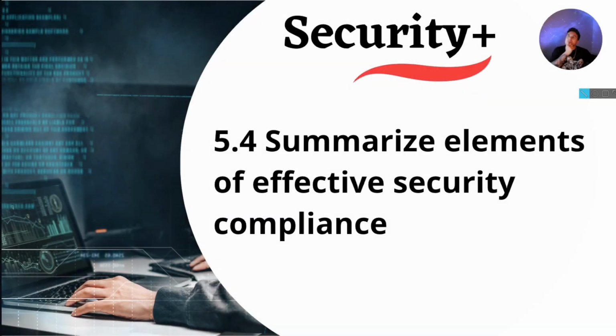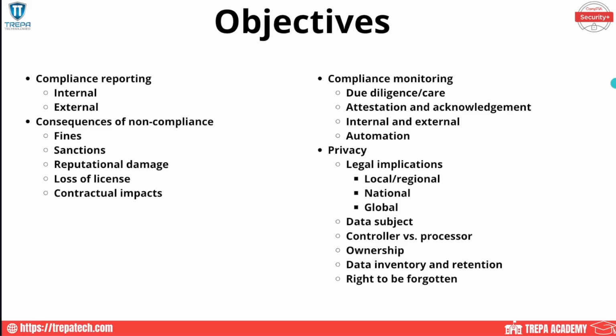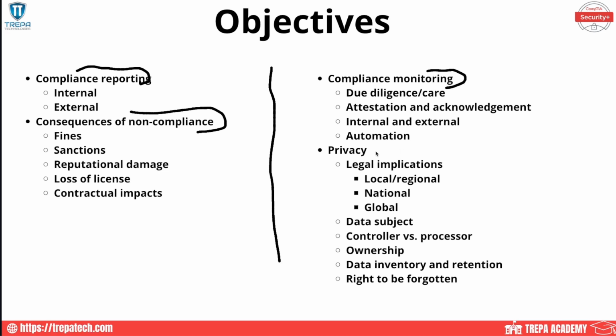Go over Domain 5.4, summarize elements of effective security compliance. So in this section, again, we're going to break up this domain into two different parts. We're going to first go over compliance reporting, and then the consequences of non-compliance. Then we're going to get into compliance monitoring and privacy.